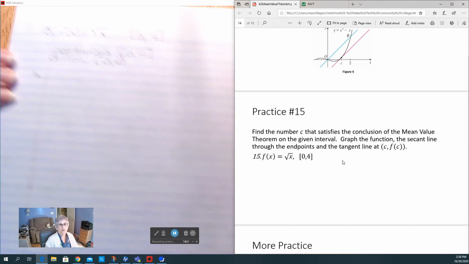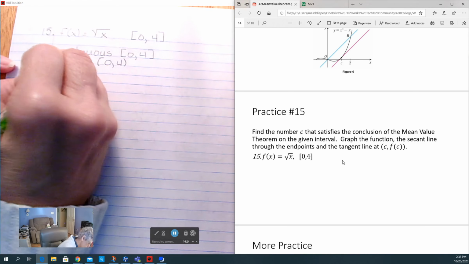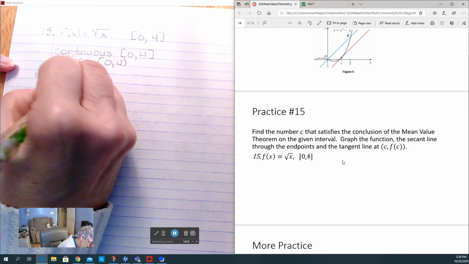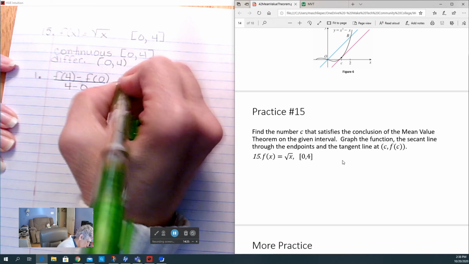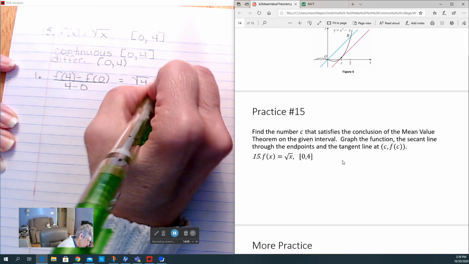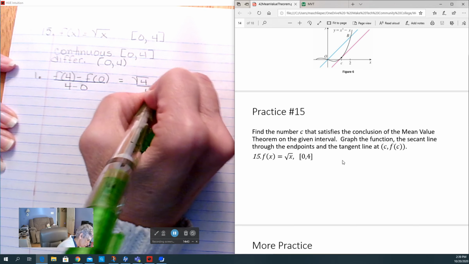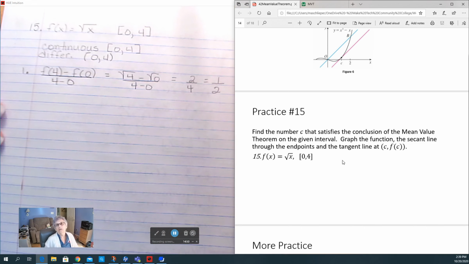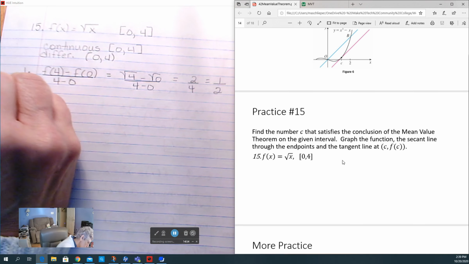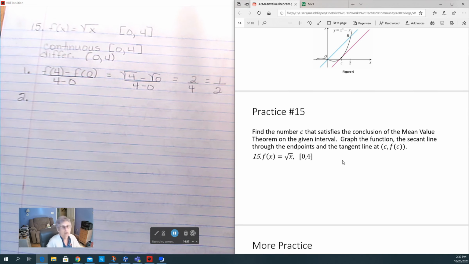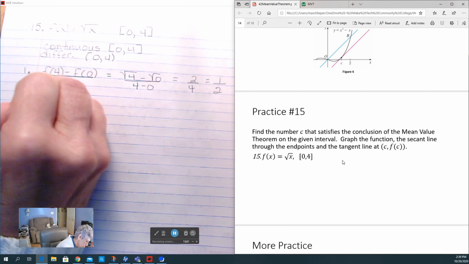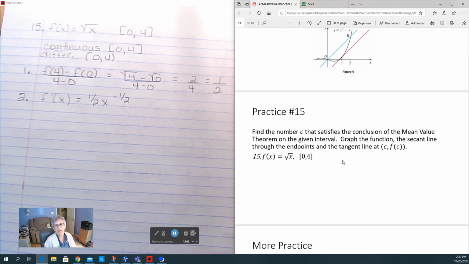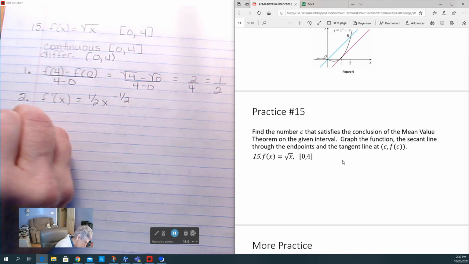So step number 1 was to find the slope of my secant line. F of 4 minus f of 0 over 4 minus 0, which would be the square root of 4 minus the square root of 0 over 4 minus 0. Two over 4 is a half. Step 2, find my derivative. 1/2 falls down. Subtract 1 from the exponent. Step 3, set them equal to each other.